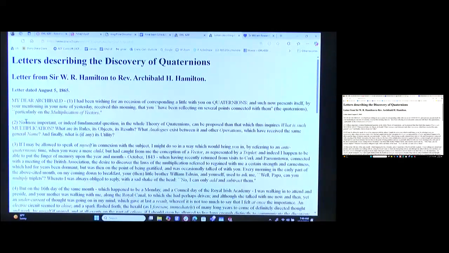And then he says to his son, no more important or indeed fundamental a question is there in the whole theory of quaternions. What is multiplication? What are its rules and its results? Are there any analogies to other things, like vector operations? And finally, what good is it? Turns out for this orientation stuff, man, they are super. Okay, so he's going to tell the story here. So again, he passed away in '65, so this was, what, 20-some years ahead of time?